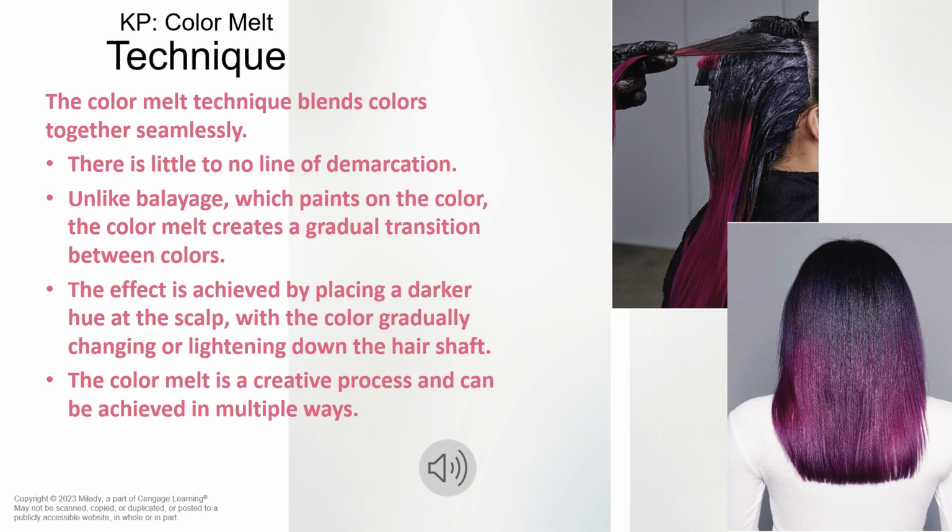Color melt technique. The color melt technique blends colors together seamlessly. There is little to no line of demarcation. Unlike balayage, which paints on, the color melt creates a gradual transition between colors. The effect is achieved by placing a darker hue at the scalp, the color gradually changing or lightening down the hair shaft. The color melt is a creative process and can be achieved in multiple ways.